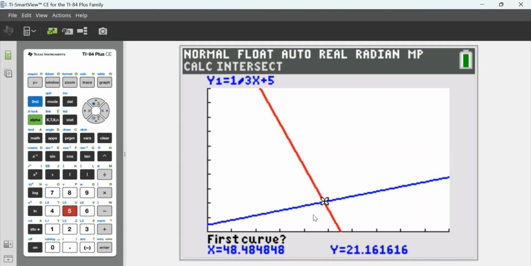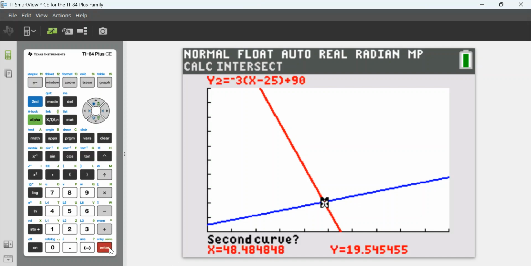I need to tell my calculator which lines I want to find the intersection of. So my first curve is going to be my blue line. I'm going to hit enter. Second curve is going to be the red line. And then it asks me to guess at what the intersection point is.